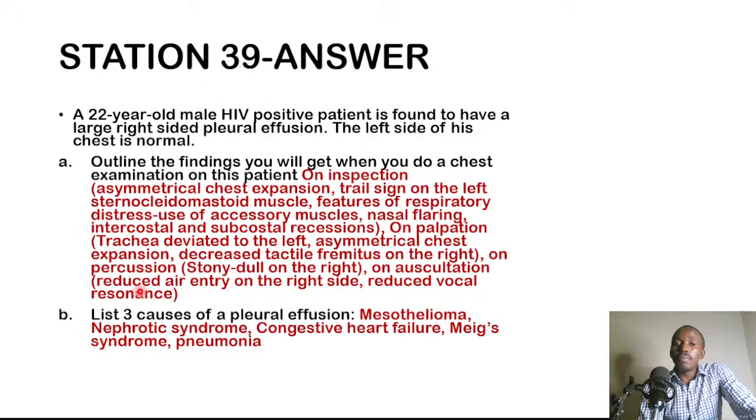Three causes: it could be mesothelioma, which is a tumor of the pleural cells. It could be nephrotic syndrome. It could be congestive heart failure. It could be Meigs syndrome. So Meigs syndrome is a condition where you have 3 things. Number 1, you're going to have a right-sided pleural effusion. Number 2, you have ascites. Number 3, you have an ovarian tumor. Then, of course, it could be pneumonia.